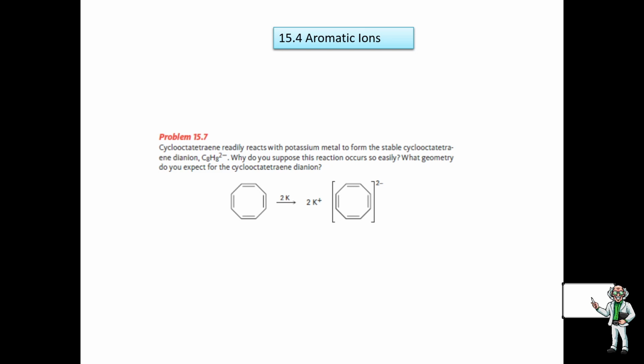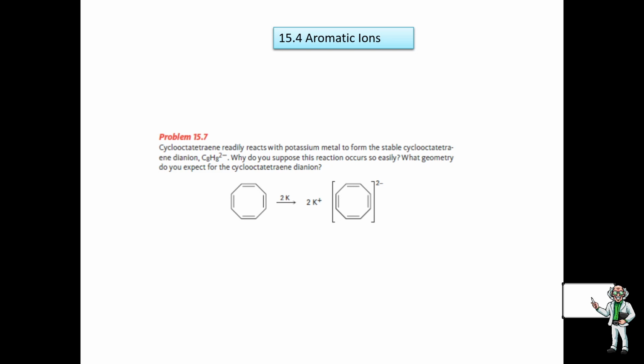Here we have an example. Okay, we have cyclooctatetraene, and the problem 15.7 says that it reacts with potassium metal, forming the stable cyclooctatetraene dianion. Okay. Why do we suppose that this reaction occurs easily, and what is the geometry that we expect for the final compound?